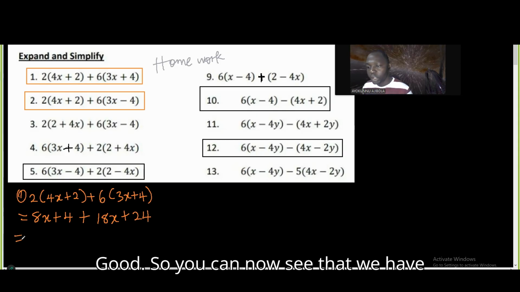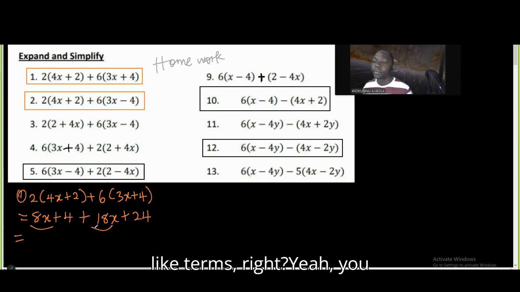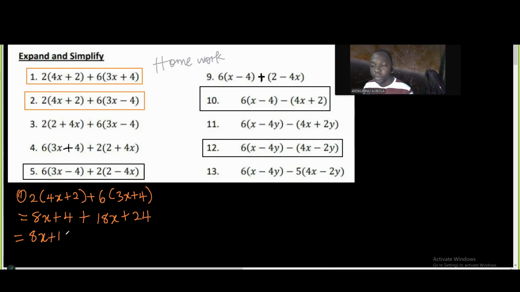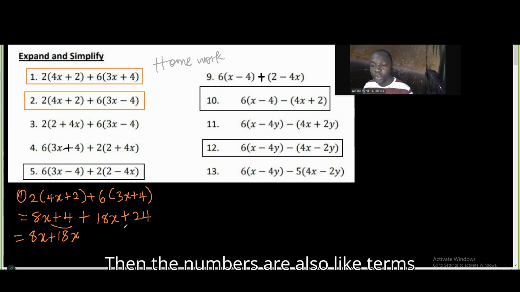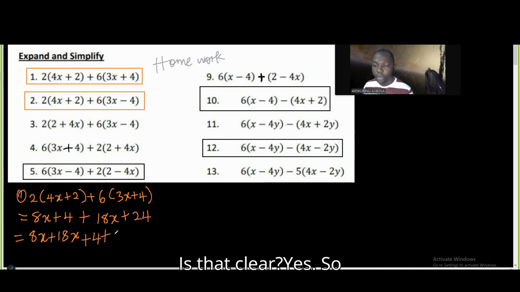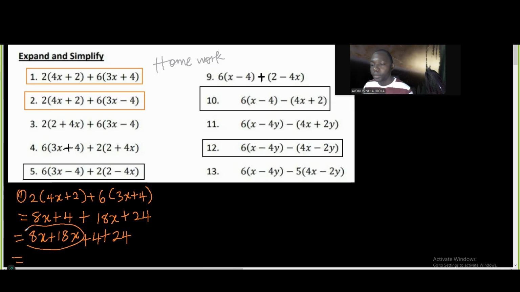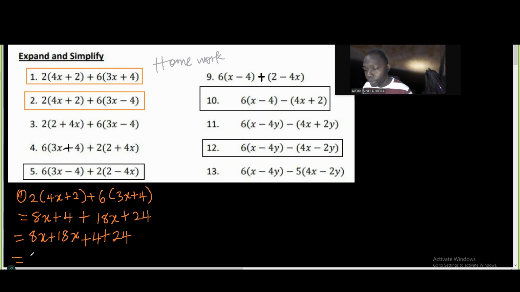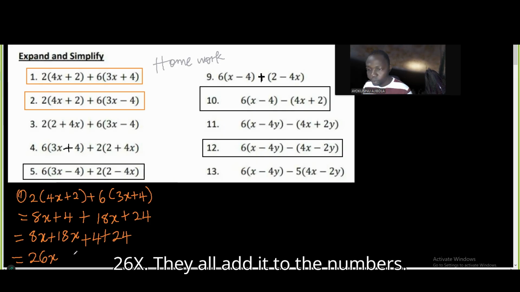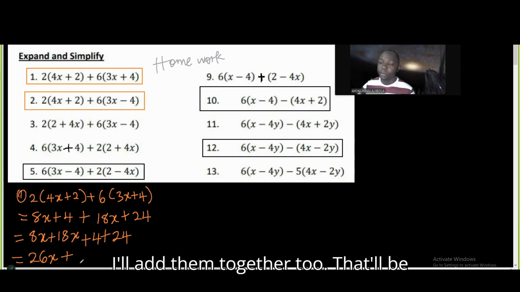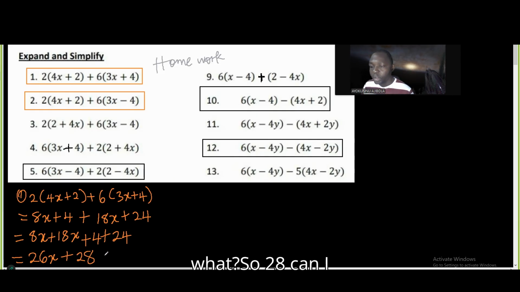So you can now see that we have like terms, right? You can bring them together. That's the simplify aspect. Then the numbers are also like terms because they don't have any x. Exactly. So what will I do to the x's? I'll add them together. That'll be 26x. What will I do to the numbers? Add them together too. That'll be 28.